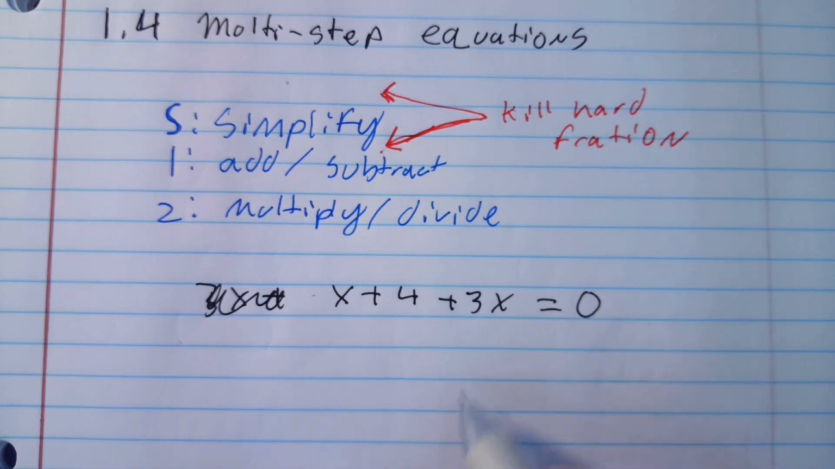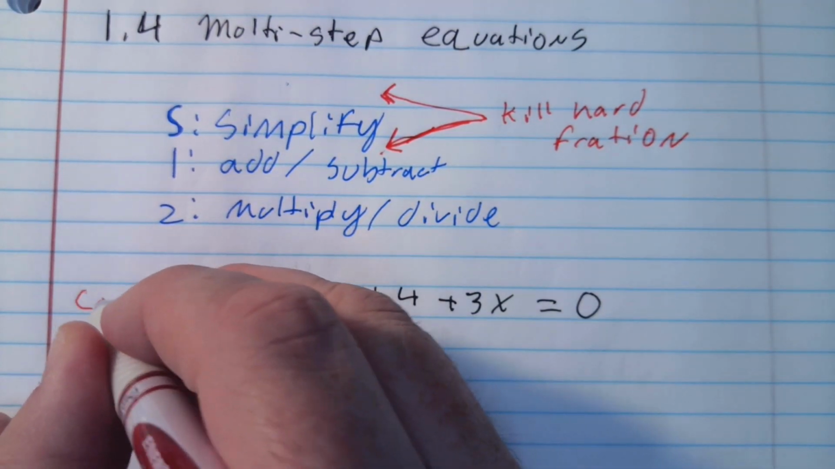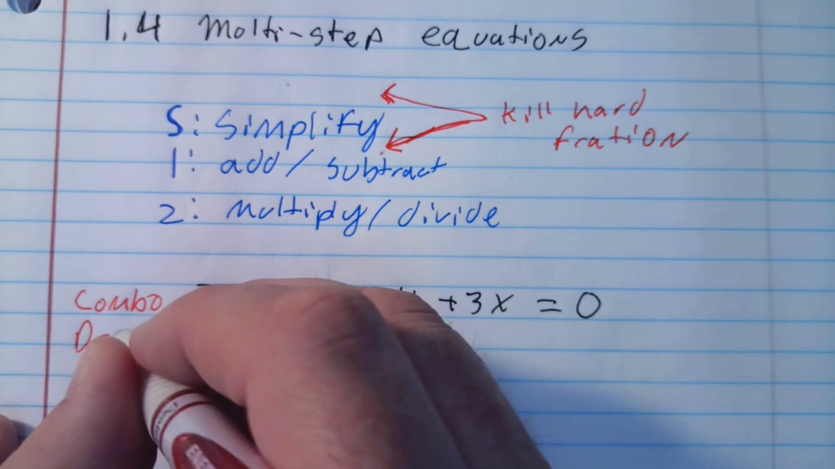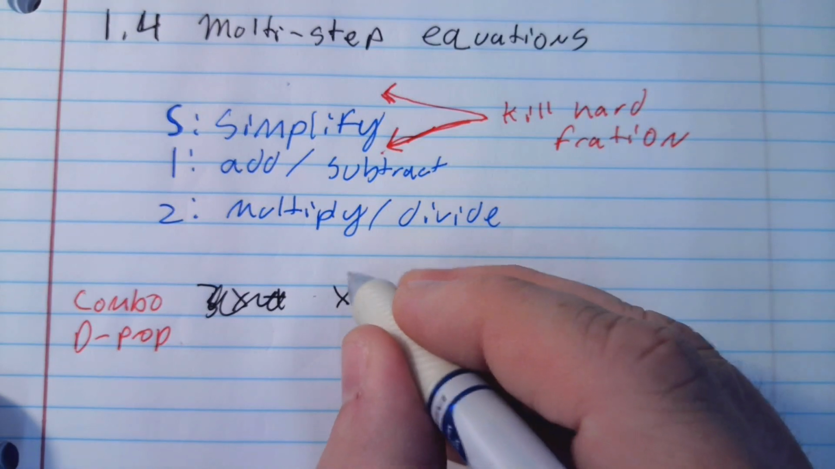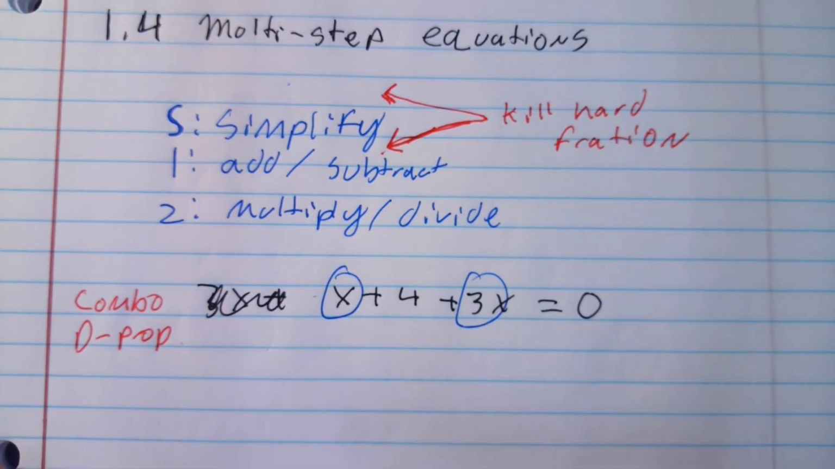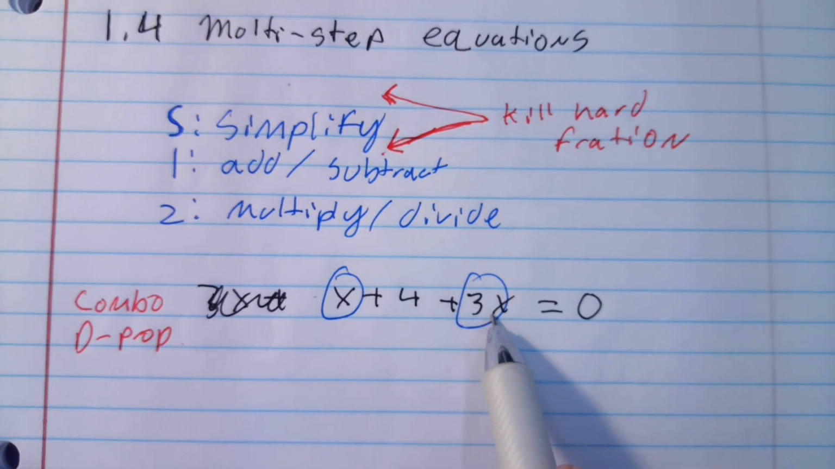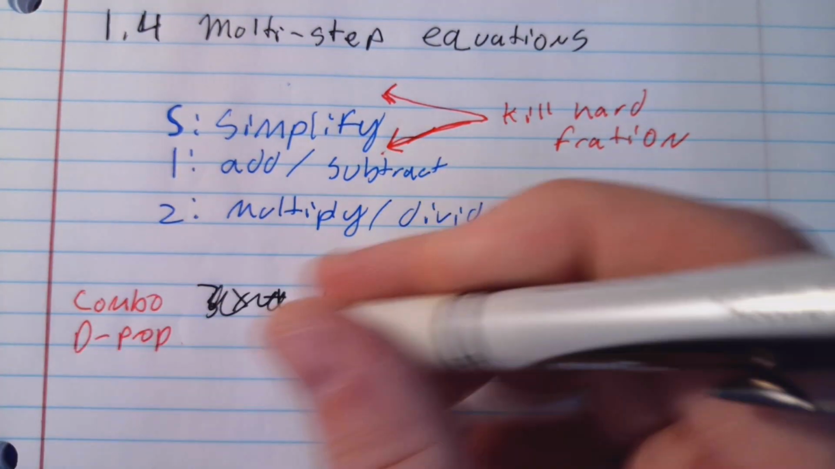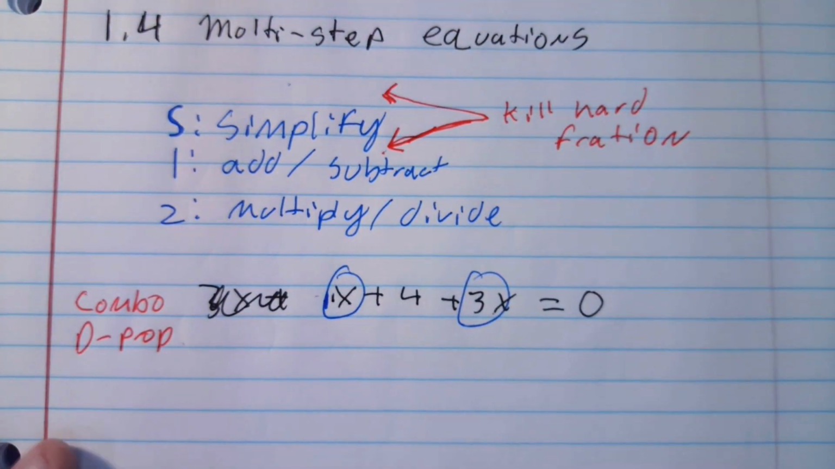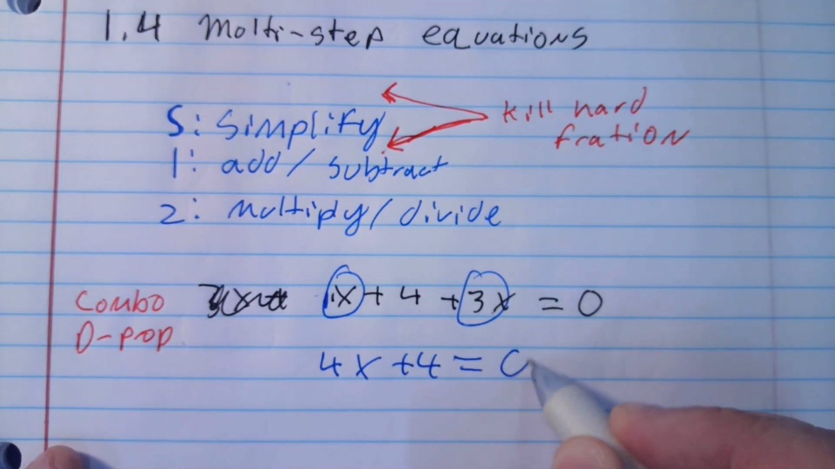Probably what I need is just to combine like terms, right? In the simplify step, we have combine like terms and then the distributive property. We don't have the distributive property this time, so let's just combine like terms. A lot of people will add x and 3x and get 3x. That's not what it is. If you add 3x and 1x, that's going to be 4x plus 4 equals 0.